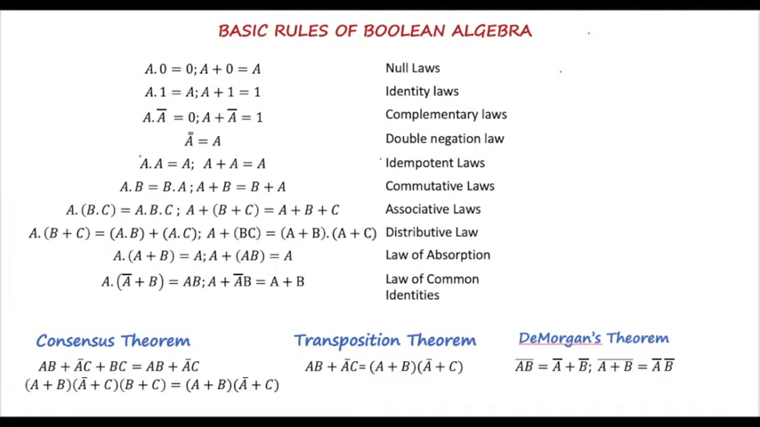Now A dot A equals A and A plus A equals A. These are the idempotent laws, and this states that a variable ANDed with itself gives the variable itself, and a variable ORed with itself also gives the variable itself. Idempotent means the same value, which is maintained by these relations.